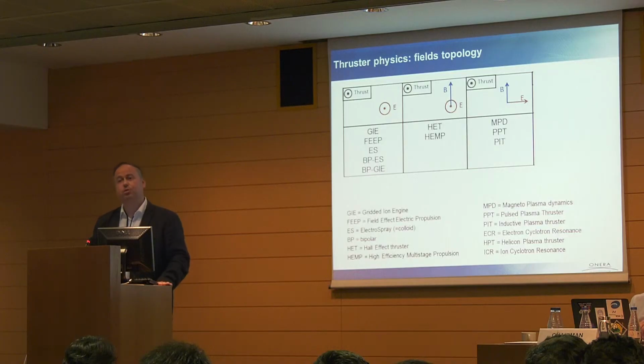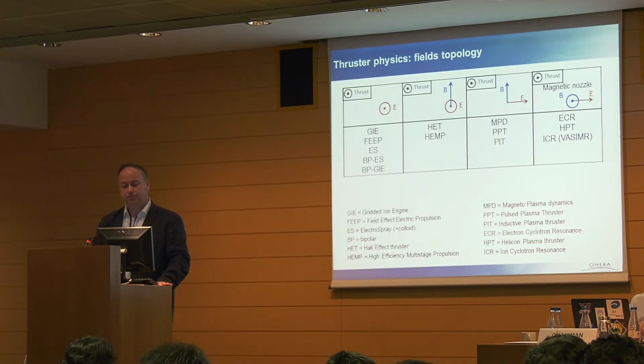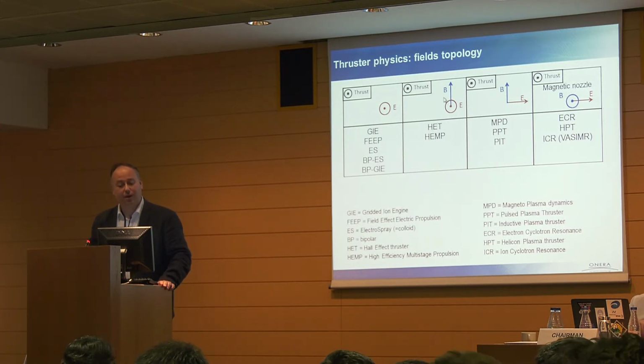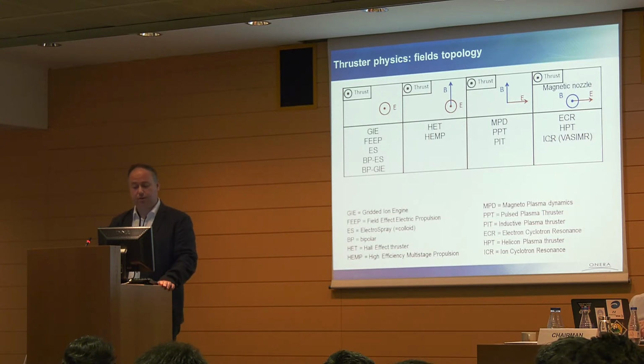And now if you also move B, the magnetic field, this time in a longitudinal way, then you get into the column of the magnetic nozzle thrusters. So now it's the electric field, which is radial, and the magnetic field, which is longitudinal. So it's really an opposite concept of a Hall thruster in terms of orientations of the fields. And that's where you have the ECR thruster, the helicon thruster, and the VASIMR, which is the ICR thruster.